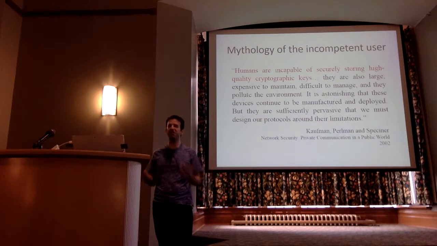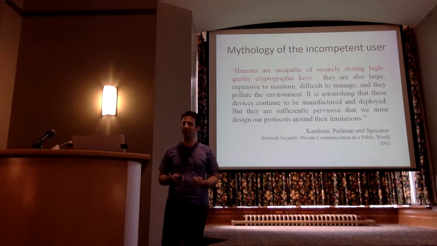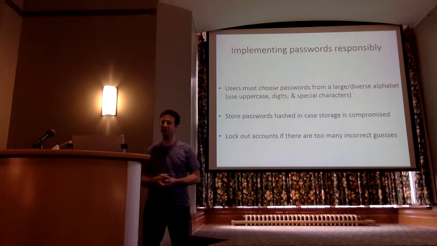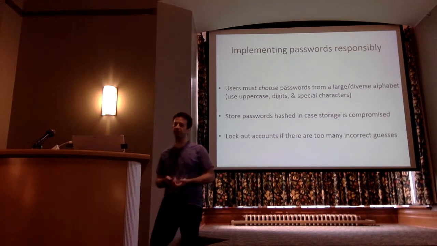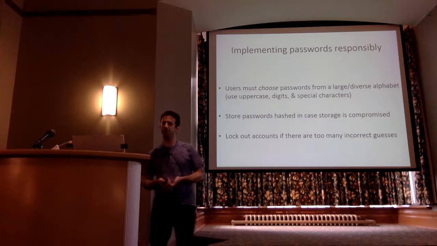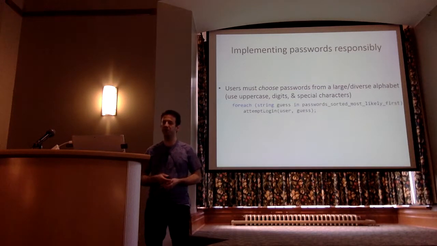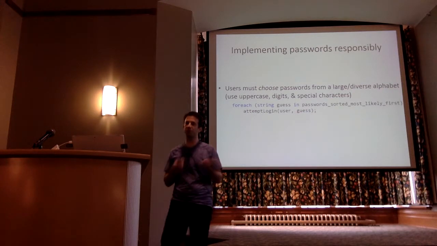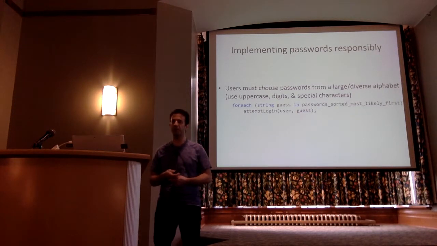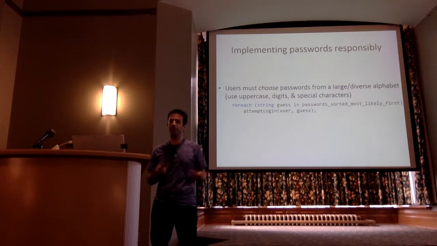So this is the engineer's view of users and the mythology of the incompetent user. So we can't ask them to remember something random. So they have to choose a password. Why follow these rules? Well, remember what our model of the attack is: that the attacker is going to go from the most popular password to the least popular password. You want to make sure they don't have one of the most popular passwords.